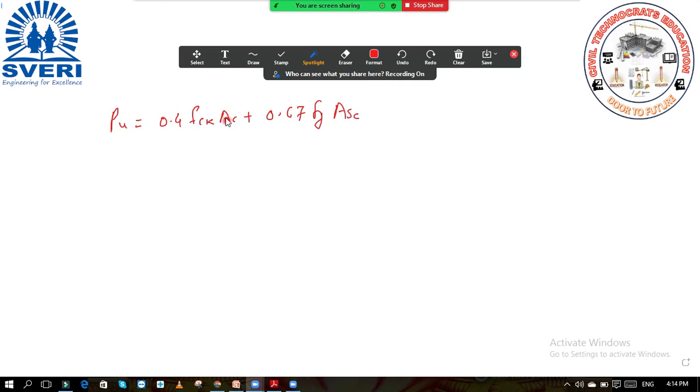So we need to put one of these two values in terms of another, so that we will get the answer. So what I am going to do here, I know that total gross area is nothing but what? Total area means area of concrete plus area of steel. Okay, so therefore for area of concrete I can write AG minus ASC. Okay, so therefore AC is equal to how much? AG, you know that it is 500 by 500. So how much is it? 500 by 500 means what?